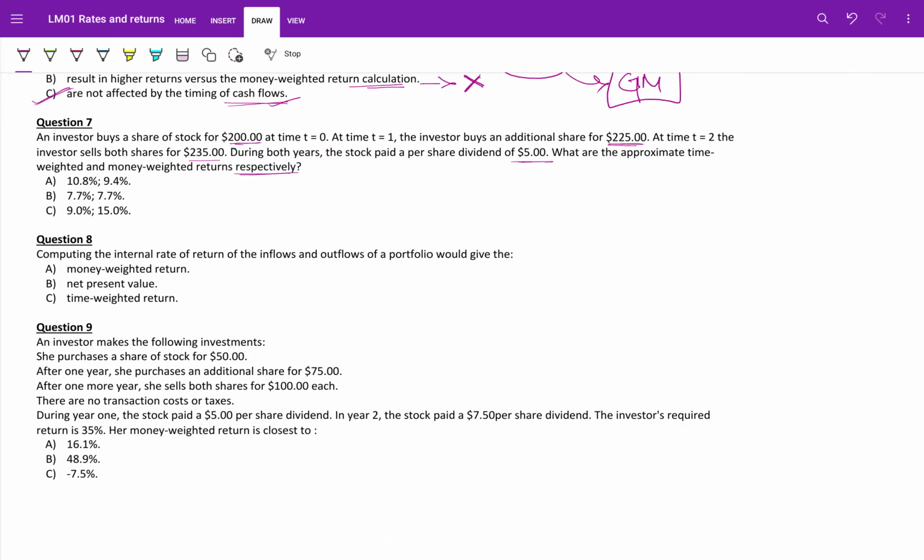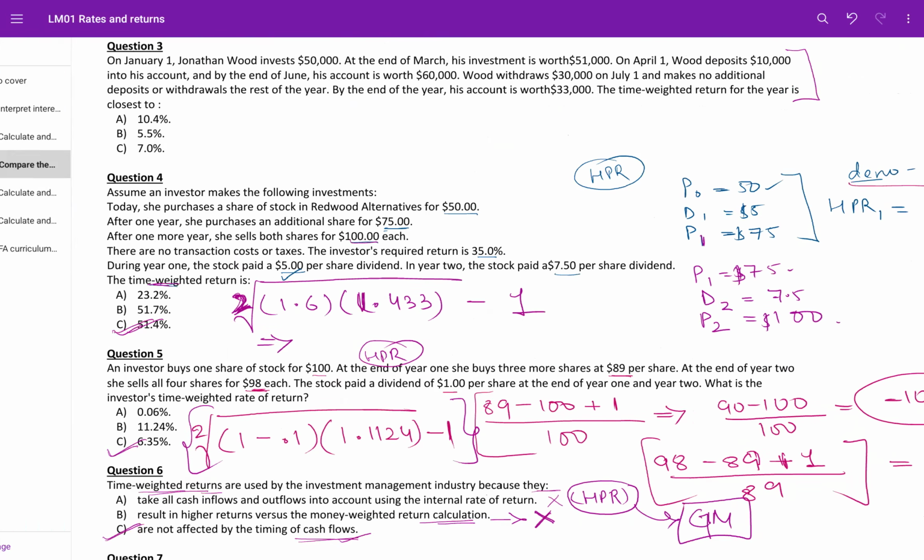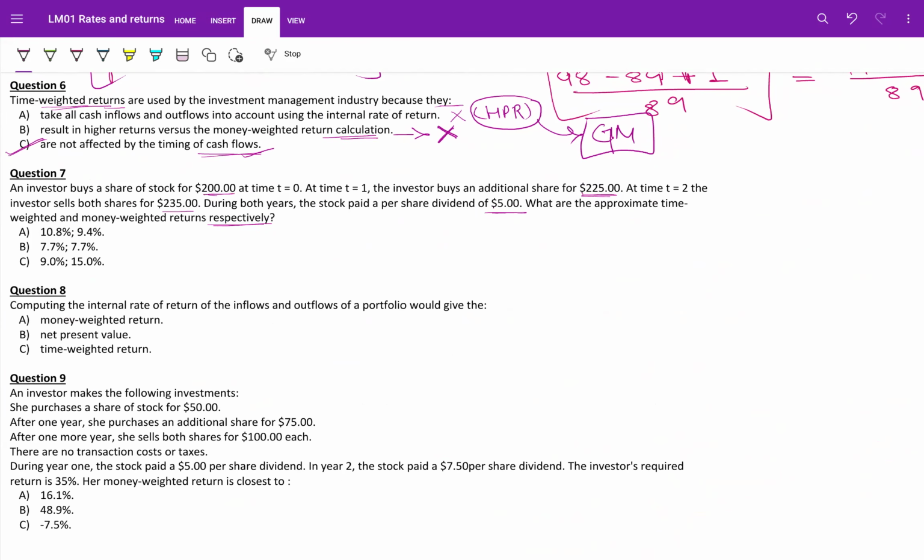For time weighted rate of return, you need to remember how we calculate the holding period return. Ending minus beginning plus cash flow divided by beginning. That's going to be our numerator. So in the numerator, we are going to use ending minus beginning plus dividend. And in the denominator, we are going to use the beginning values. So we started from 200.